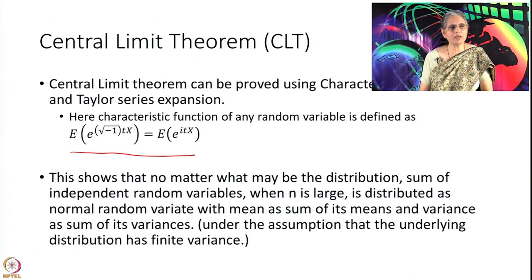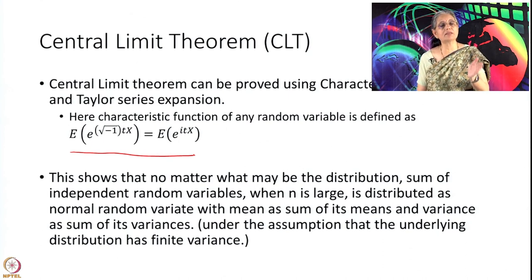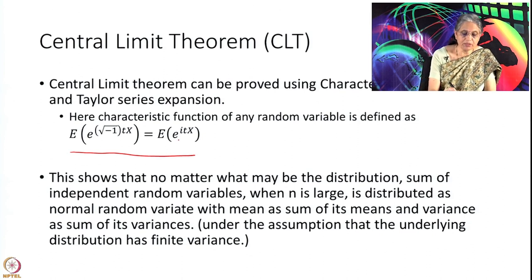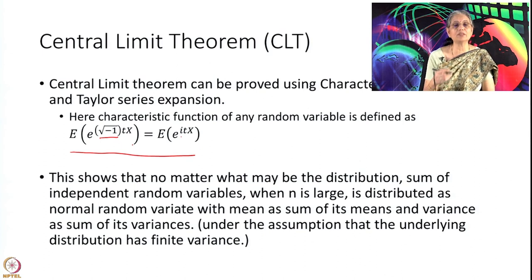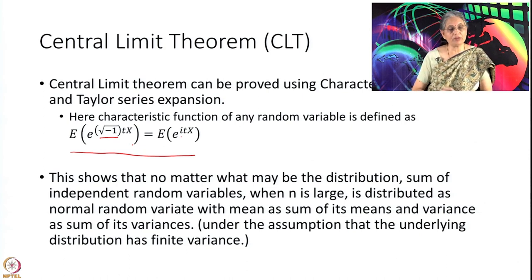It has the same property as the moment generating function, that is, its first derivative with the limiting value at t equal to 0 will give you the first moment. The second derivative will give you the second moment. These are all the raw moments. These are not central moments. The only difference is that this particular function has an imaginary part in it, which is i, the square root of minus 1. If you use this expansion for any random summation of any random variable, use the expected value and the Taylor series expansion, and then let n go to infinity, you will find that all of them follow a normal distribution.